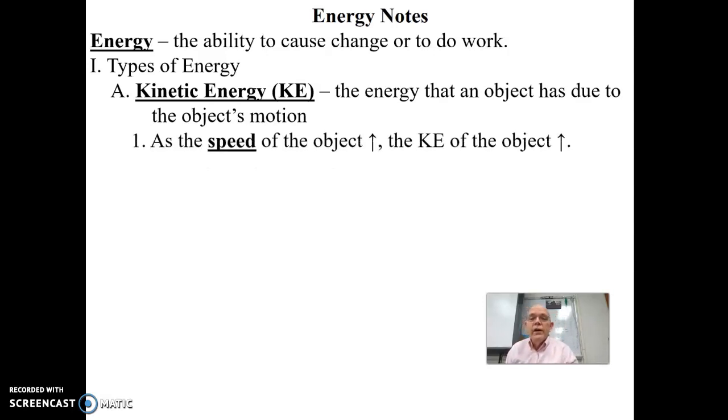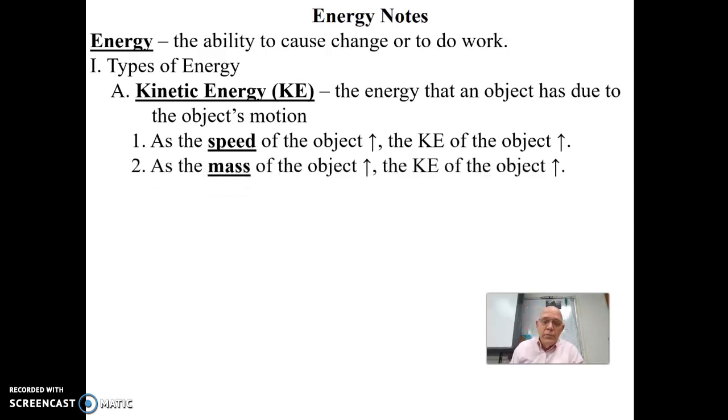Basically, the more the object speeds up, the more the kinetic energy increases. If that car is going 30 miles an hour, it has a certain amount of kinetic energy and will do a certain amount of damage if it hits something. But if it's going 60 miles an hour, it will have a lot more kinetic energy, so it's going to do a lot more damage. There's a lot more energy involved, and therefore it can cause changes, good, bad, or otherwise, depending on what you hit.